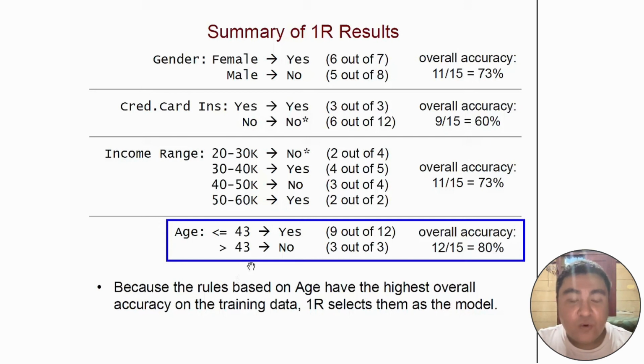Okay? So that's it for the classification learning model for data mining. This one is 1R, based on 1R rules, or one rule.